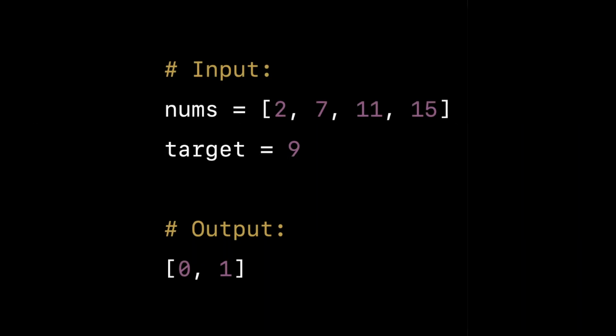For example, if we have an array of nums that contains 2, 7, 11, and 15, and the target is 9, we want to output the indices 0 and 1, because in these indices we can find the numbers 2 and 7, which add up to 9.